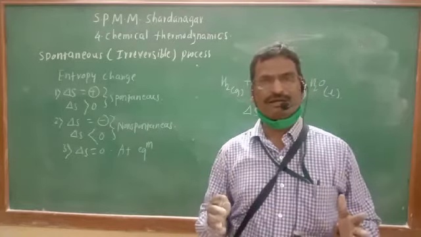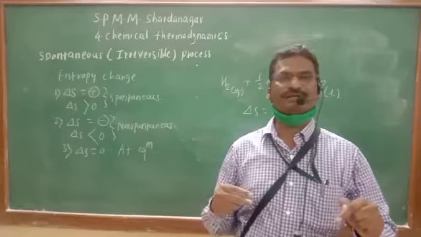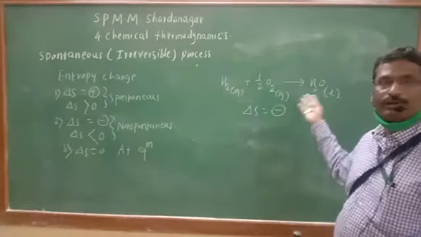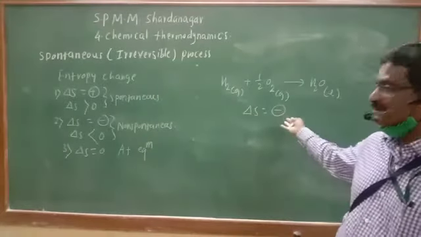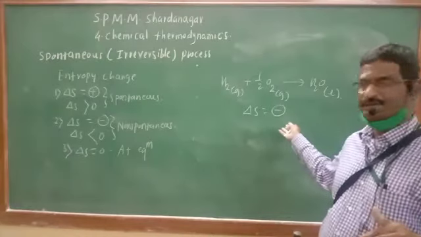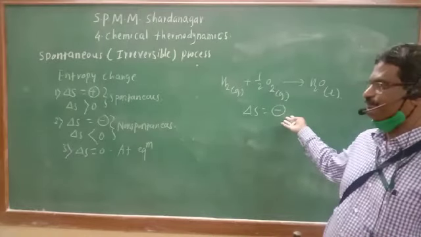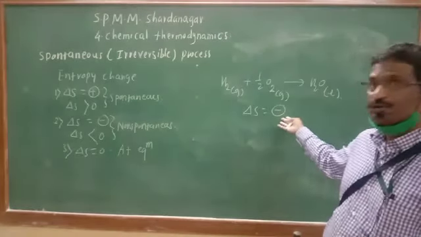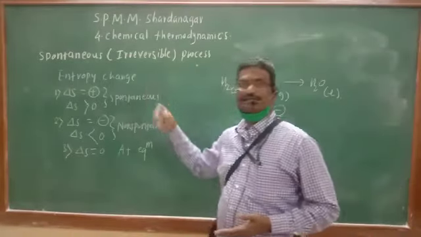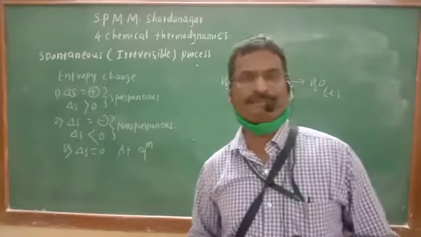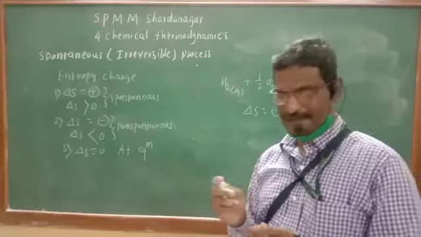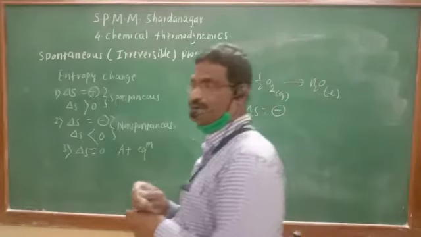But still that criterion is also not sufficient, because see this example, gases converted to liquid, entropy decreases, delta S is negative, so this should be non-spontaneous, but it is also spontaneous. This is also spontaneous, even though delta S is negative. Why it is spontaneous cannot be explained here. So the concept of Gibbs energy is developed, that is the important criterion.